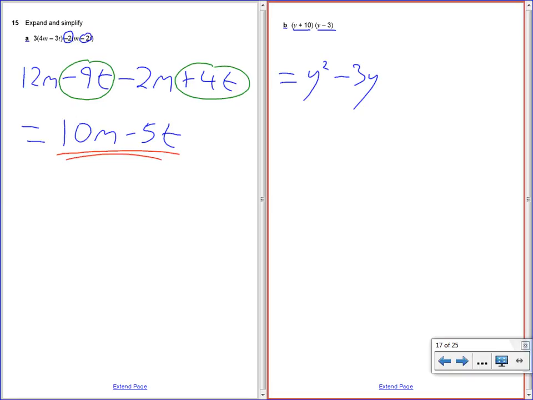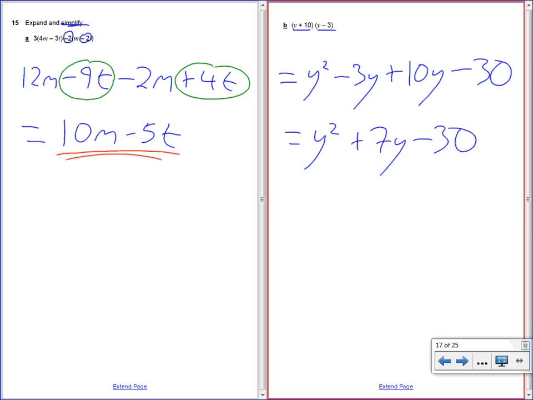So I'm going to do 10 multiplied by y, plus 10y. Then I'm going to do 10 multiplied by -3. This is minus 30. And then I just need to simplify, as I was asked to do. So you get y squared minus 3y plus 10y is plus 7y. I'm going to subtract 30. Y squared plus 7y subtract 30 is our final answer.